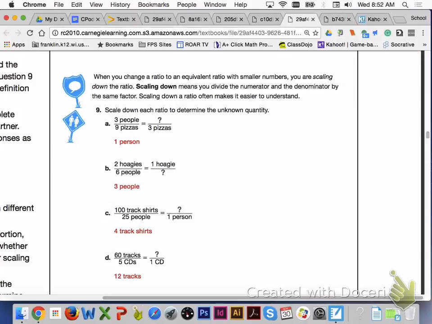For number 9, letter A, you are going to have 1 person. Your scaling down factor is going to be 3. Letter B, you will have 3 people. Your scaling down factor is going to be 2. For letter C, you will have 4 track shirts. Your scaling down factor is 25. For letter D, you will have 12 tracks. Your scaling down factor is 5.